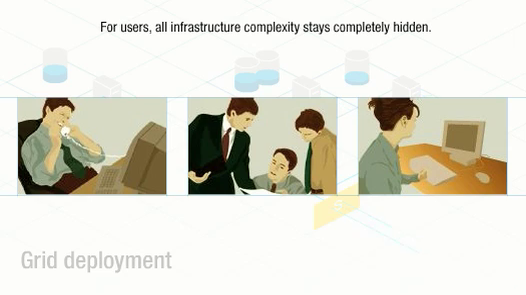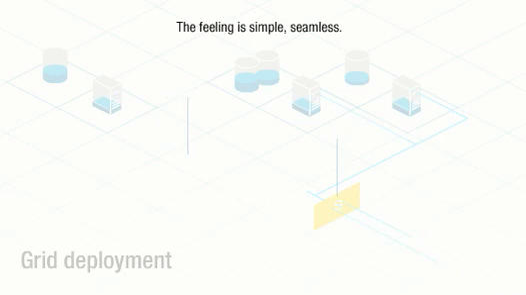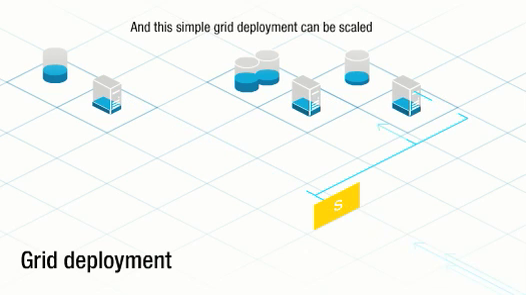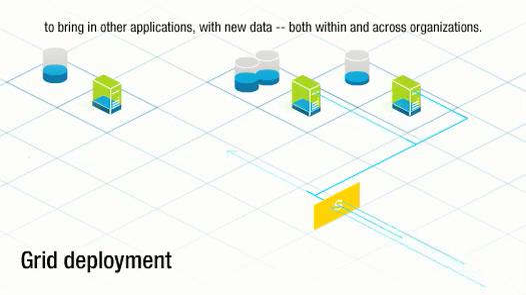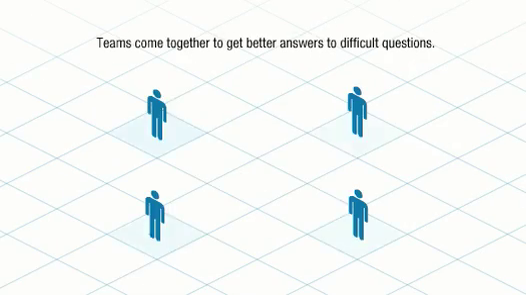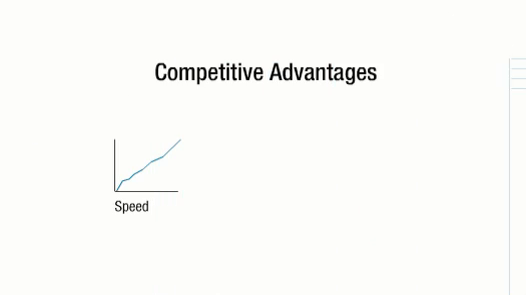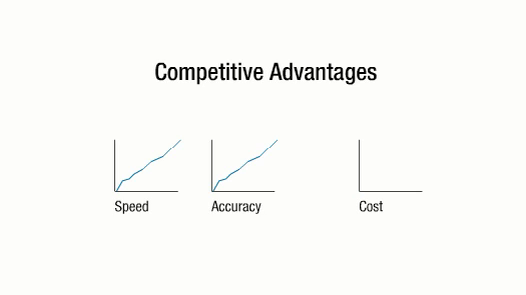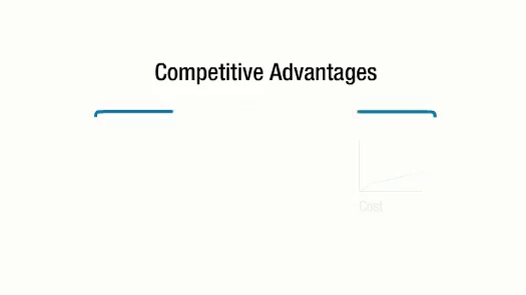For users, all infrastructure complexity stays completely hidden. The feeling is simple and seamless. And this simple grid deployment can be scaled to bring in other applications with new data, both within and across organizations. Teams come together to get better answers to difficult questions. Daunting problems yield immediate results. Gains in speed and accuracy, without significant cost increases, translate to real competitive advantages in the marketplace.